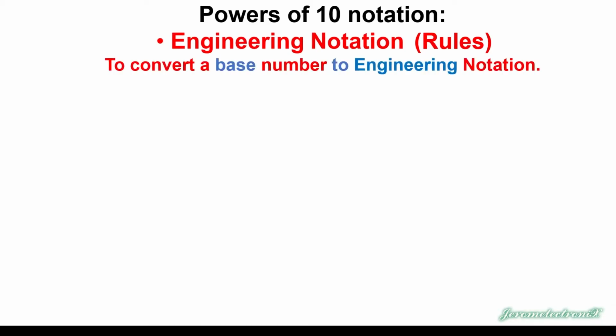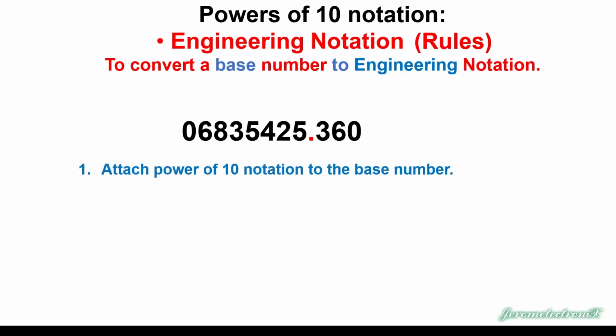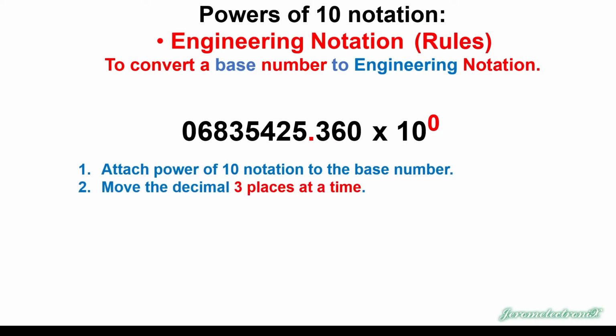To convert a base number to engineering notation, like this number here, 0.6835425360, we're going to convert that to engineering notation. We do the same thing that we did with scientific notation. We attach a times 10 to the 0th power to the base number. And we're going to move the decimal again in the same direction, but in engineering notation, you move the decimal 3 places at a time instead of 1 place at a time.